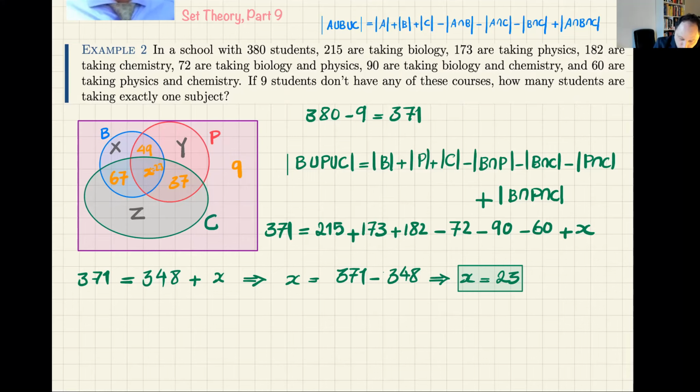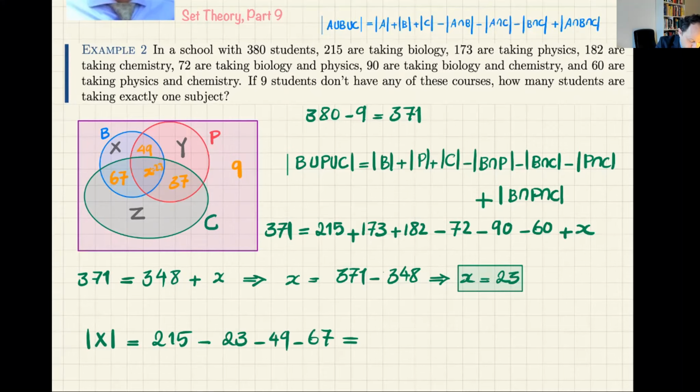Okay, now if I ask you what is the cardinality of X, as you said, the total number of people in the blue circle is 250. Those are people who are taking biology. But I have 23 of them exactly in the middle, 49 of them there, and 67 of them here.